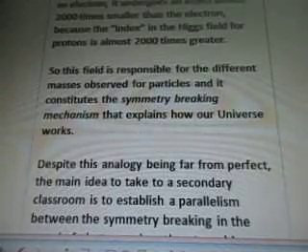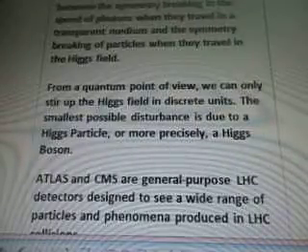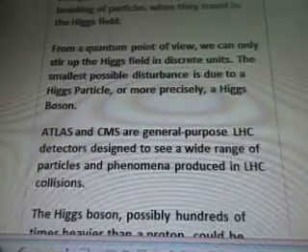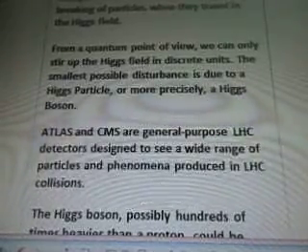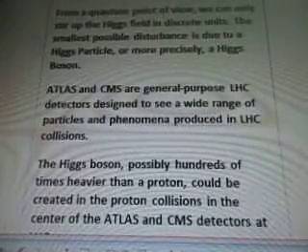"So this field is responsible for the different masses observed for particles, and it constitutes the symmetry breaking mechanism that explains how our universe works. Despite this analogy being far from perfect, the main idea to take to the secondary classroom is to establish a parallelism between the symmetry breaking in the speed of photons when they travel in a transparent medium, and the symmetry breaking of particles when they travel in the Higgs field. From a quantum point of view, we can only stir up the Higgs field in discrete units. The smallest possible disturbance is due to a Higgs particle, or more precisely a Higgs boson."